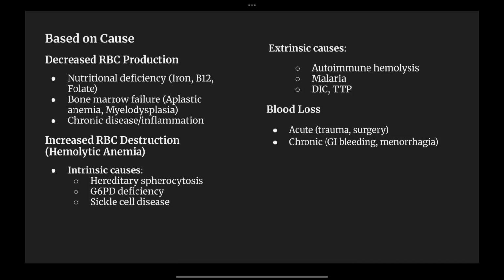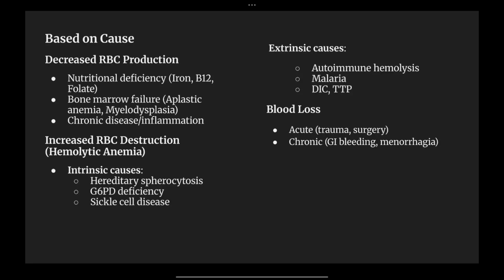G6PD deficiency, we learned about it in hepatic jaundice. You can again rewind back to G6PD deficiency. There is less amount of G6PD, so the RBC protective layer that is being secreted by G6PD is not produced inside the body. That can also lead to anemia. Next, sickle cell disease. I told you the sickle shaped RBC cells can cause the hemolytic anemia.